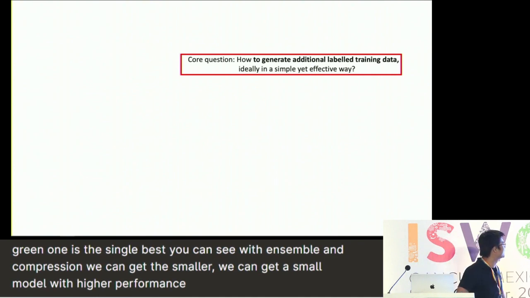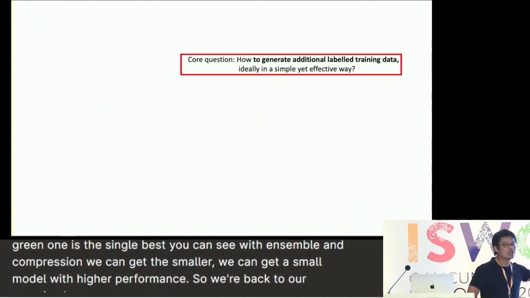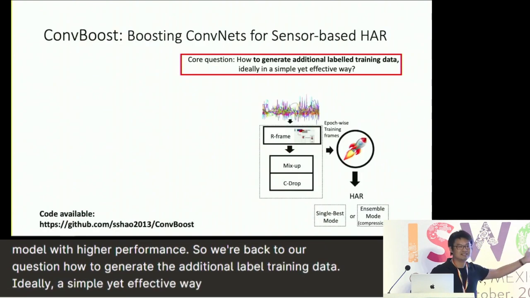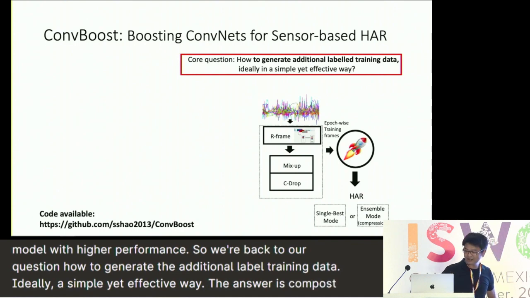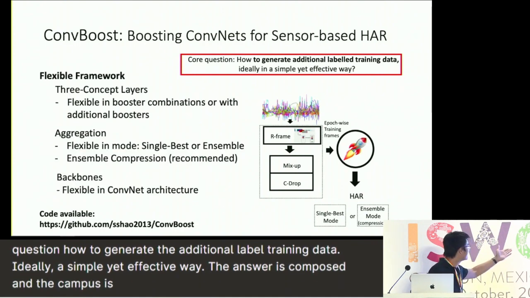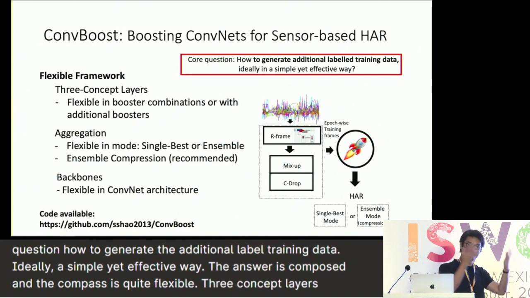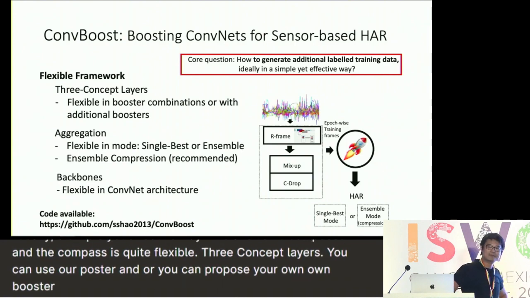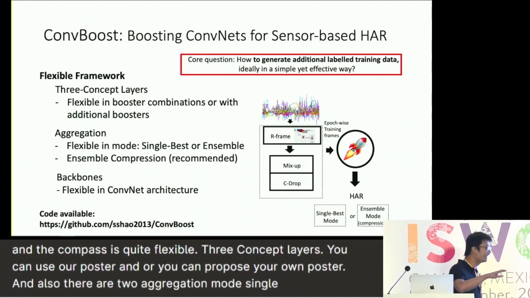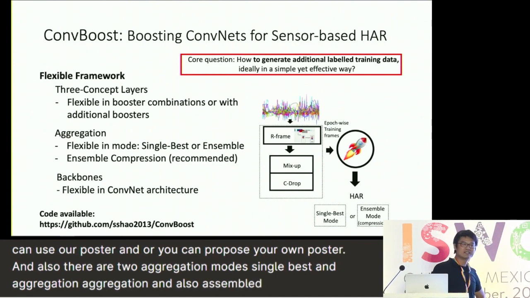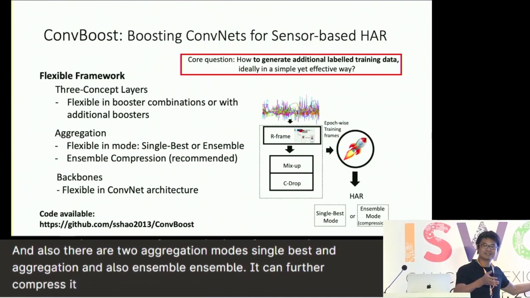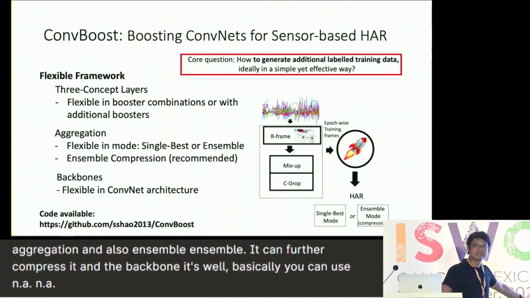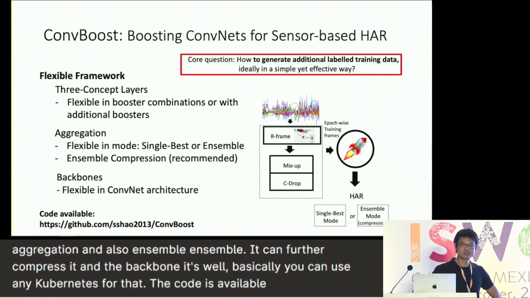So we're back to our question: how to generate additional labeled training data, ideally in a simple yet effective way. The answer is ConvBoost. ConvBoost is quite flexible. It has 3 concept layers. You can use our booster, or you can propose your own booster. There are also 2 aggregation modes: single best and ensemble, and for the ensemble you can further compress it. It's backbone friendly, basically you can use any ConvNets. The code is available, and thank you very much.